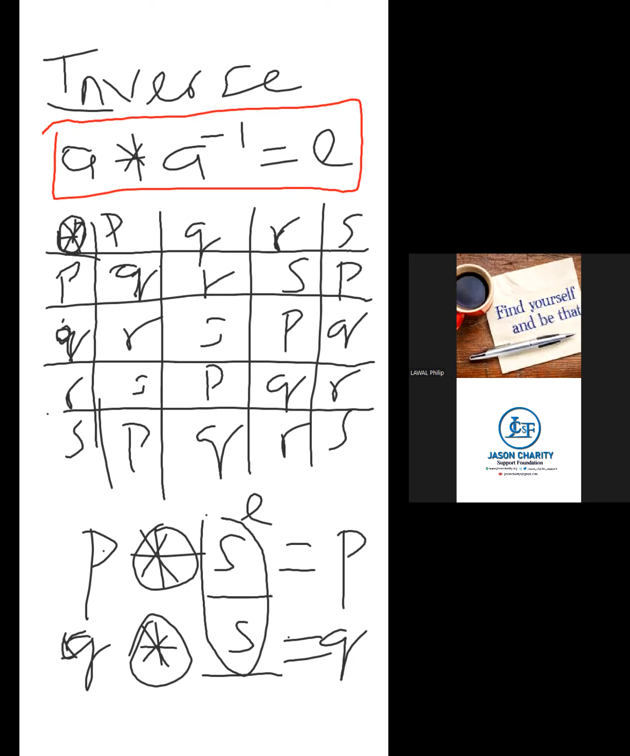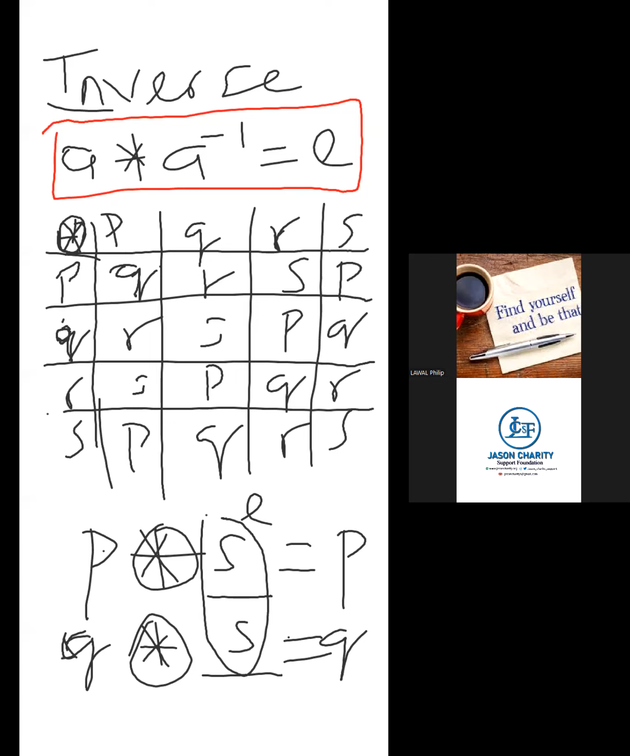If I operate P on Q, I will not get S, I will not get the identity. What I'll get is the inverse. So what this means is that when you operate P on R, you will get the identity S, which means R is the inverse of P. That is why when you operate P on R, you will get the identity S.